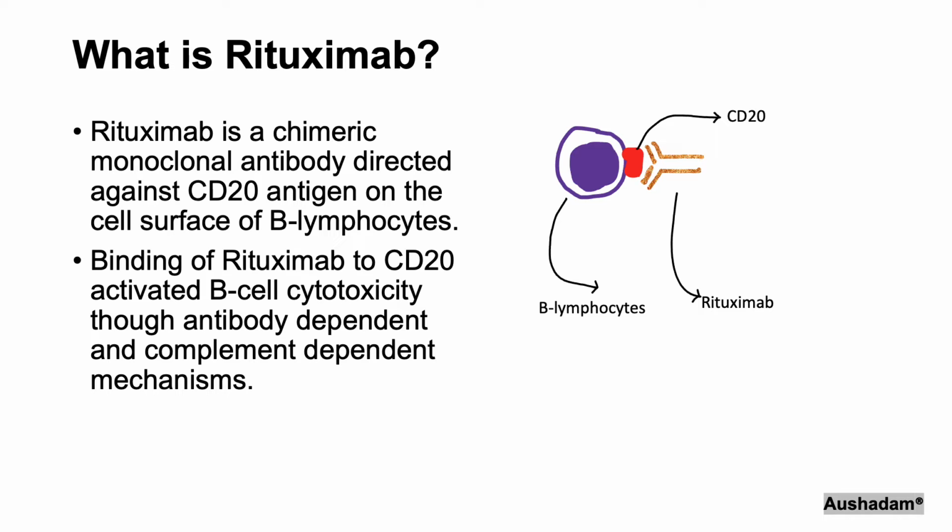So what is rituximab? Rituximab is a chimeric monoclonal antibody directed against CD20 antigen on the cell surface of a B lymphocyte, as you can see in this diagram here. Binding of the antibody to the CD20 antigen on the B cells leads to killing of the B lymphocyte via antibody-dependent or complement-dependent mechanisms, ultimately leading to the B cell cytotoxic effect.